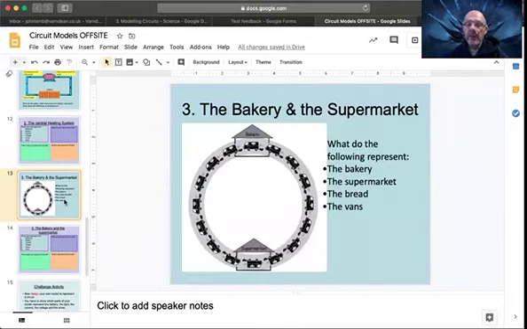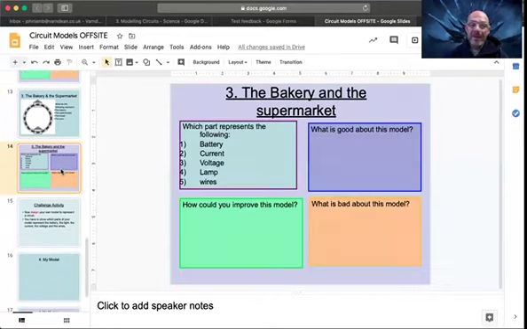Another one, bakery in a supermarket. So here's a bakery over here. It makes bread. It puts it in the vans. The vans come round here. The bread gets put in the supermarket. You buy it. The empty vans go back round again. Another model of a circuit. Again, for you to talk about what you think is good about that model, what isn't good about that model.